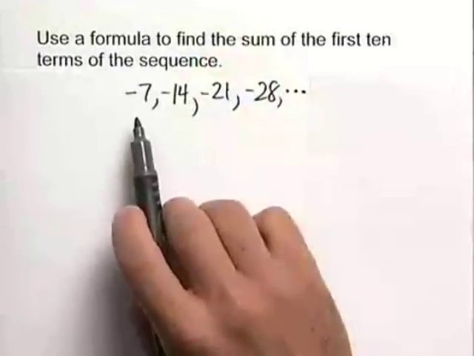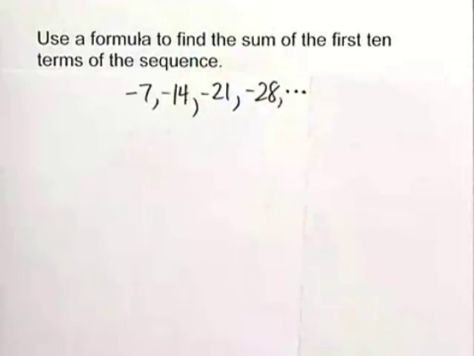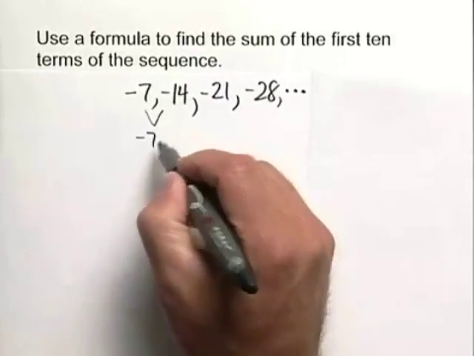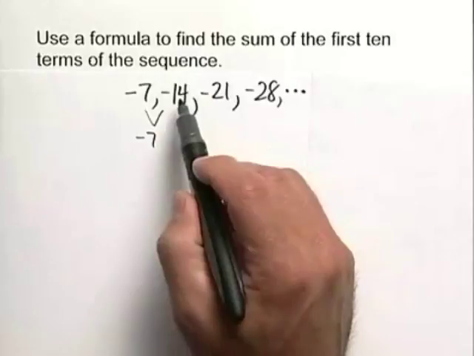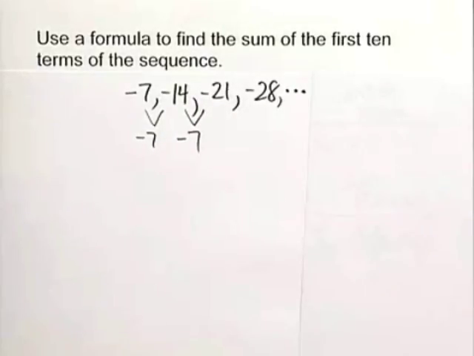Let's find another sum. Here's our example: -7, -14, -21, -28, and we know that this is an arithmetic sequence. To move from -7 to -14, we have to subtract 7. To move from -14 to -21, we're going to subtract 7, and so on and so forth.